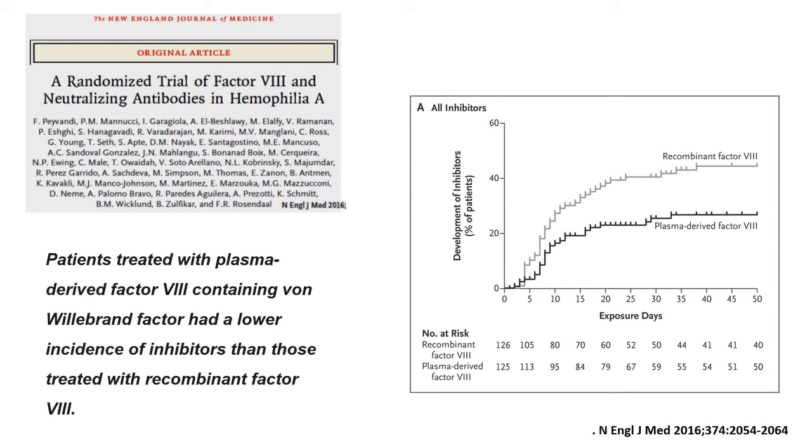Comparing two populations of patients, one given plasma-derived and one given recombinant factor VIII, there was a significantly lower incidence of inhibitors in the patients given plasma-derived factor VIII. This has implications for the clinical use of concentrates for hemophilia, which I will not get into detail in this talk, but I emphasize the continued relevance of plasma-derived concentrates.